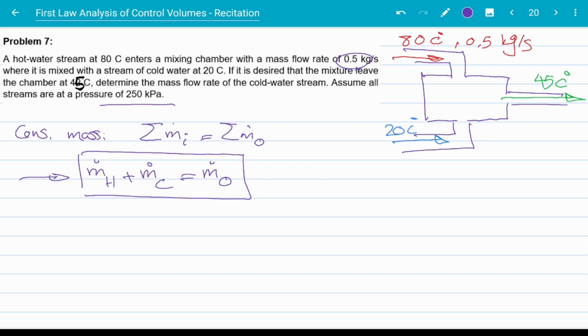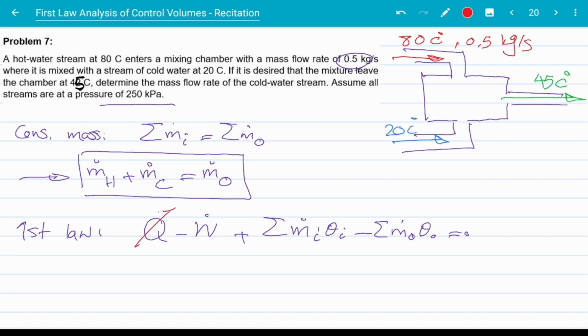Then I'm going to write the first law. So Q dot net minus W dot net plus all the energies coming in minus all the energies going out is 0. Now we are dealing with a mixing chamber. A very good assumption for mixing chambers is that they are usually well insulated, and this problem does not talk about any sort of heat transfers, so it's a good bet to assume that there is no heat transfer involved. Also, in a mixing chamber, there is no work involved either.